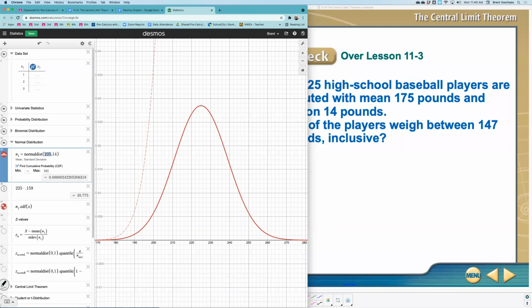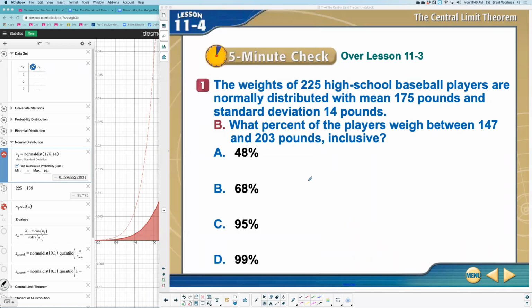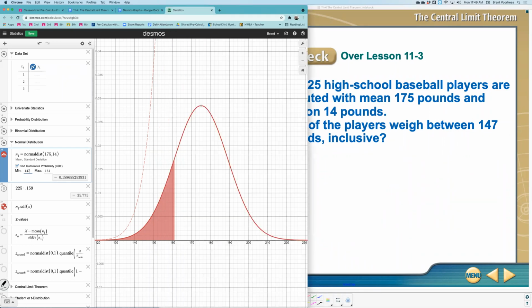I put in the number of players. It's 175. There, let me correct this to 175. Okay, there we go. A mean of 175 and a standard deviation of 14. We're back on track. All right, part B, it says what percent of the players weigh between 147 and 203? So I put in 147 and 203. And we want to know how many players weigh in between these weights.